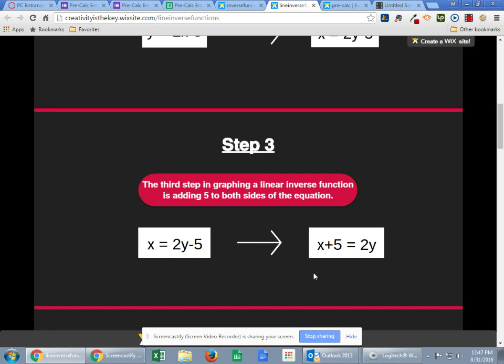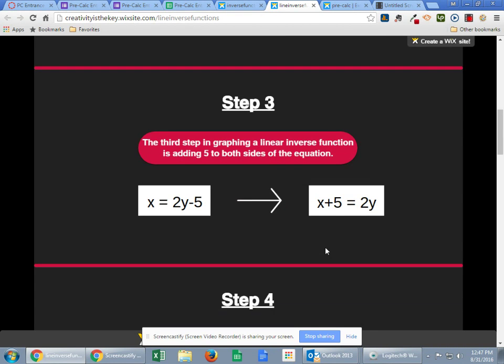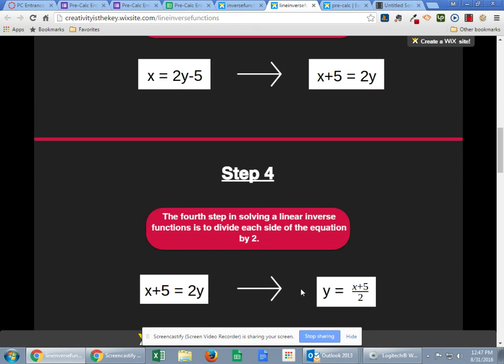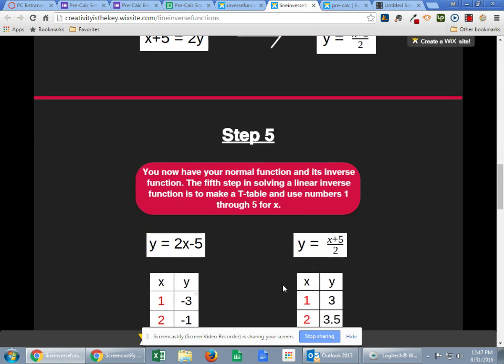The third step is to add or subtract depending on what extra numbers you have. In this case, it would be adding 5 to each side since it's 2y minus 5. The fourth step would be to divide each side by 2 to get your y by itself, and your function now becomes y equals x plus 5 over 2. Step 5 is now you have both equations that you need.